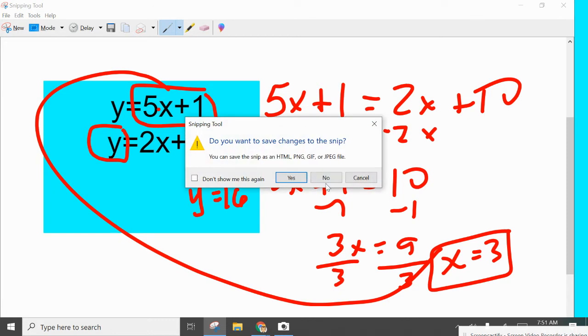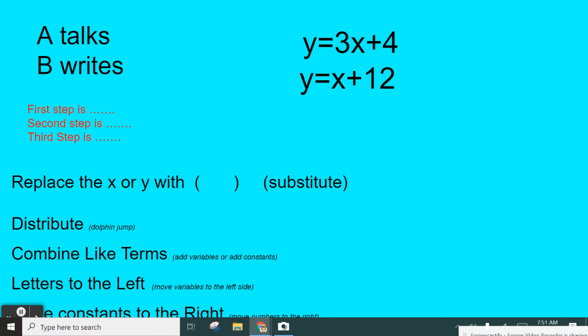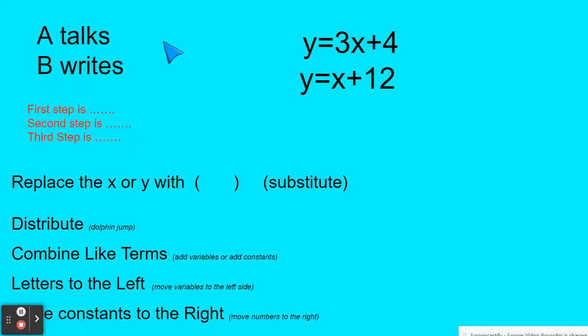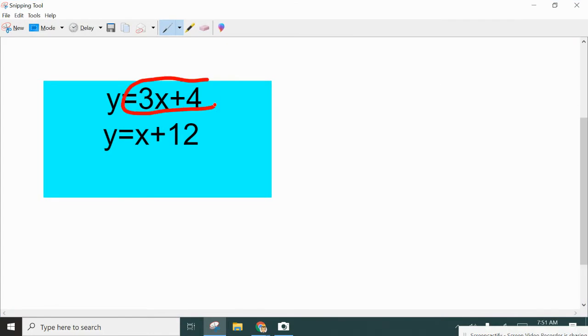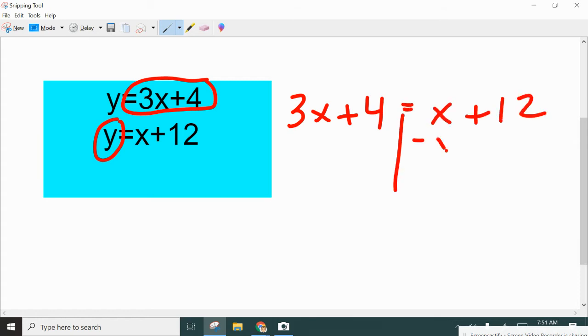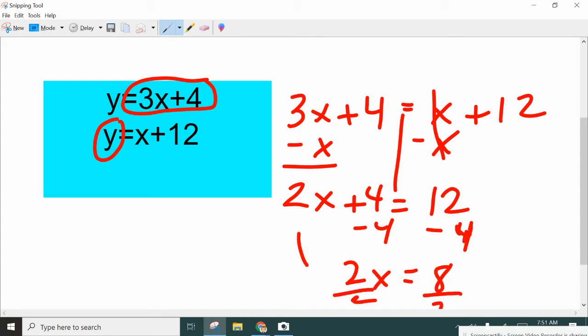Let's do the last one. Switch roles to the last one. 3, 2, 1. There we go. Last one. All right, you're going to plug it in right here. Letters to the left. And there's your final answer.